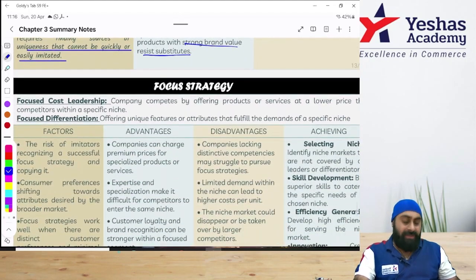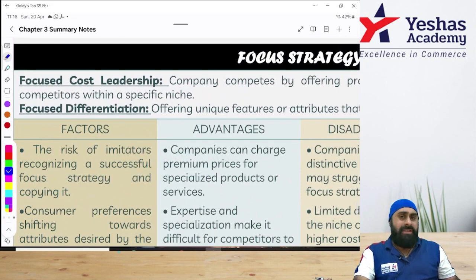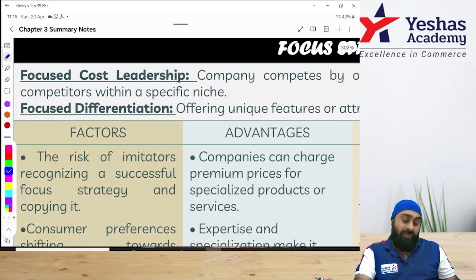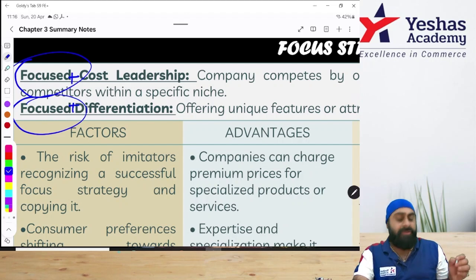Let's go to the third category of the strategy called focus strategy. Now, focus strategy is a very small strategy for a small group of people. So to be very honest with you, focus alone will not work. You need to add cost leadership or you need to add differentiation to make it more successful.